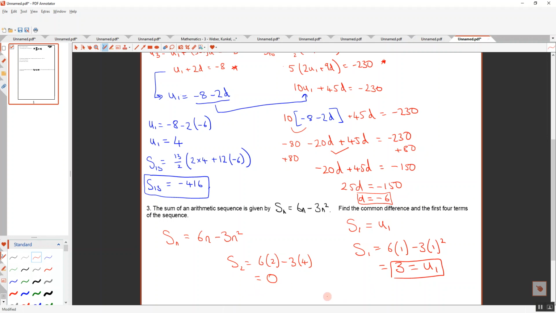Right, so my first term is 3. My next term has to be negative 3 because the sum of the first 2 terms is 0. So that means that my common difference is negative 6. And when you've got that, that's asking for the first 4 terms of the sequence. You just keep going down by 6. What's the next one? Yeah, negative 9 and then negative 15. So it doesn't look like a very nice question, but as long as you realize this is your key, it's nice and straightforward.